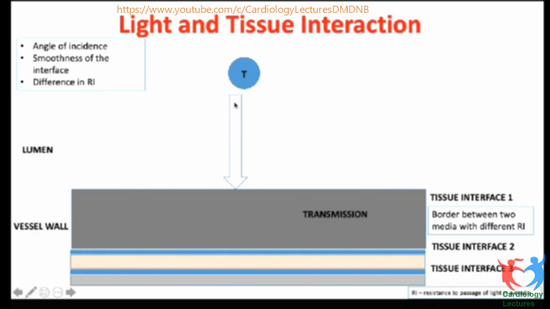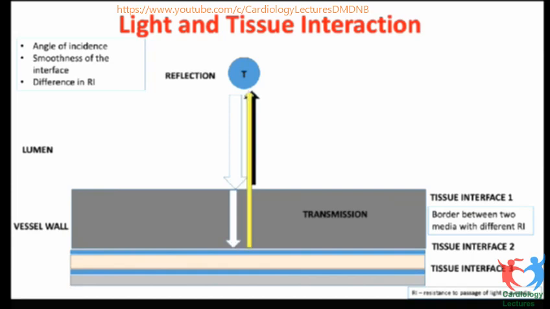Take this example here, the light photons. This is your first interface. They come and interact perpendicularly. They get reflected depending on the difference in the refractive index between your lumen, the first interface, and the intima. If the difference is great, there is a lot of reflection happening at the interface. If it is a smaller difference, part of the wave is allowed to go through, that is called transmission to the next interface.